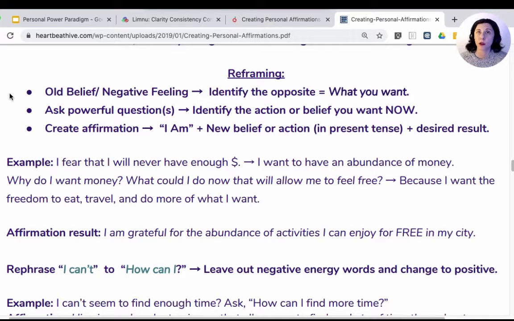And then what do you want? Well, I want to be enough. So then you start to think, okay, well, to who? Do I want to be enough to someone, or do I just want to feel a certain way with myself? And most of the time, you're going to see that your perception of what other people think and feel towards you or about you is influencing you in having that fear. Okay, so then you need to ask a powerful question. This is step 2 of the reframing. So you identify the action or belief you want now.